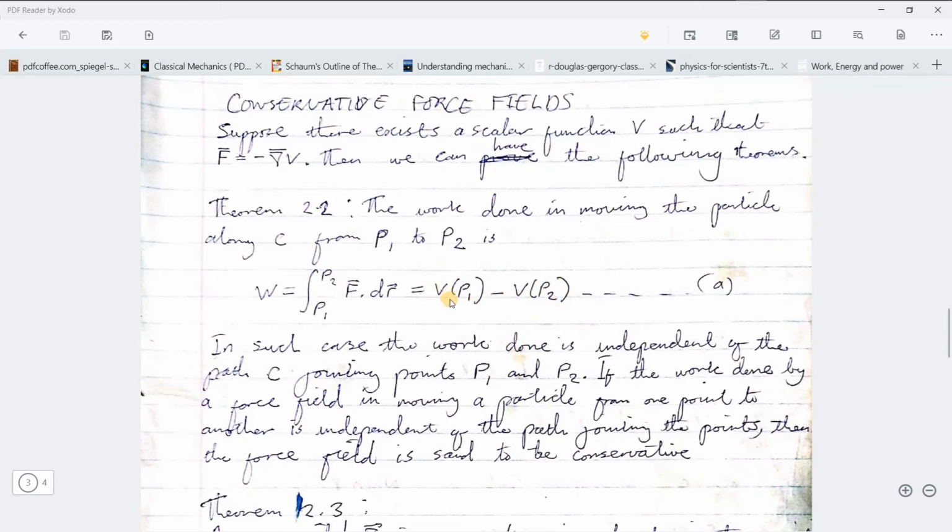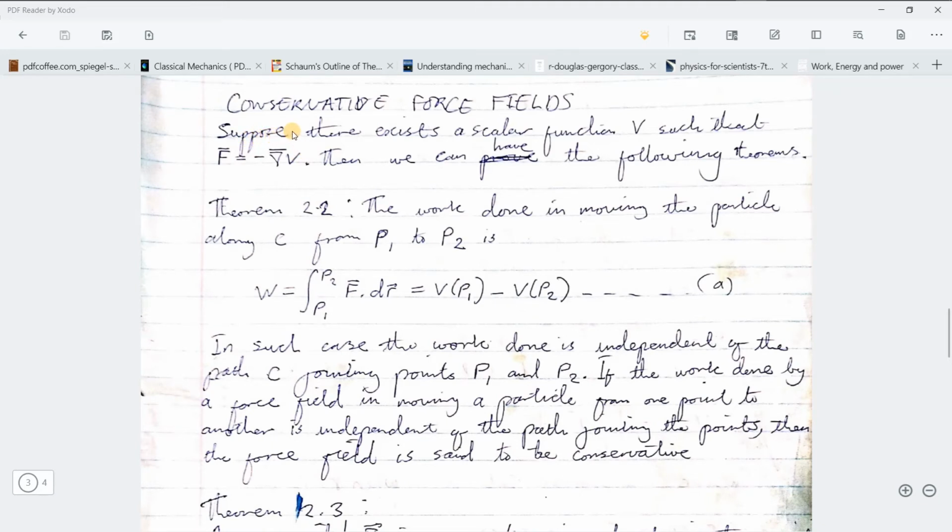These V's here are representing potentials. So I was just saying that work done is equal to the potential energy of the particle at point P1 minus the potential energy of the particle at point P2. So you can even say, from this formula here, that force is equal to the negative gradient of the potential.